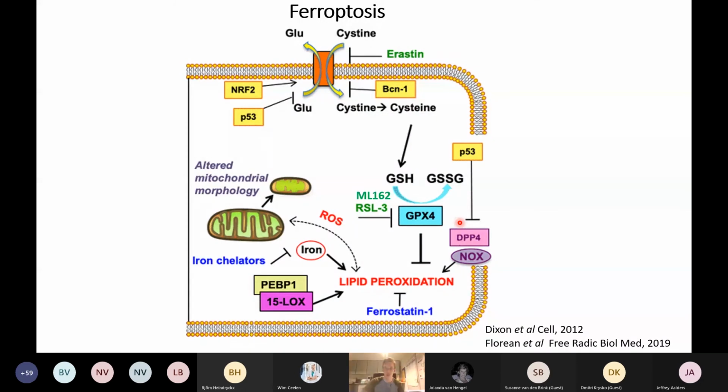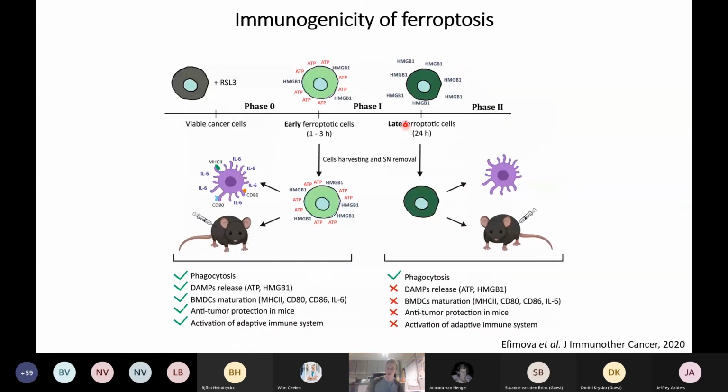We decided to focus on ferroptosis since our lab has recently shown the immunogenic potential of early ferroptosis. Early ferroptotic cells were engulfed by dendritic cells and caused their activation and maturation. They also caused anti-tumor protection in mice. All this data suggests that ferroptosis might be an effective approach in anti-cancer immunotherapy.